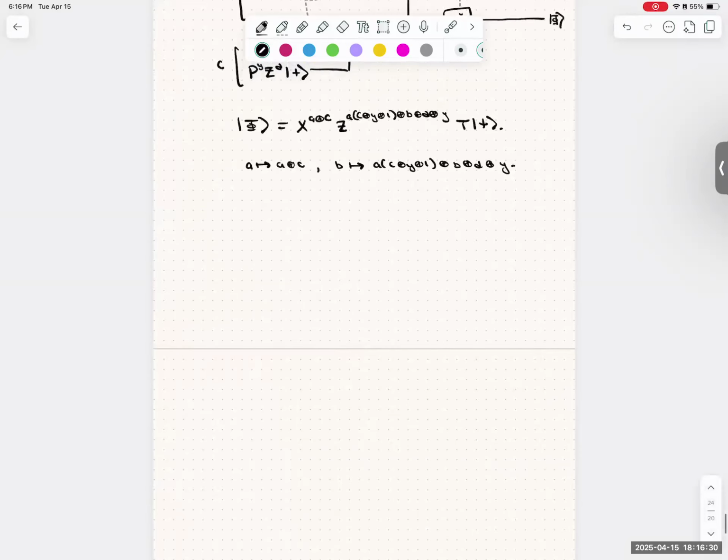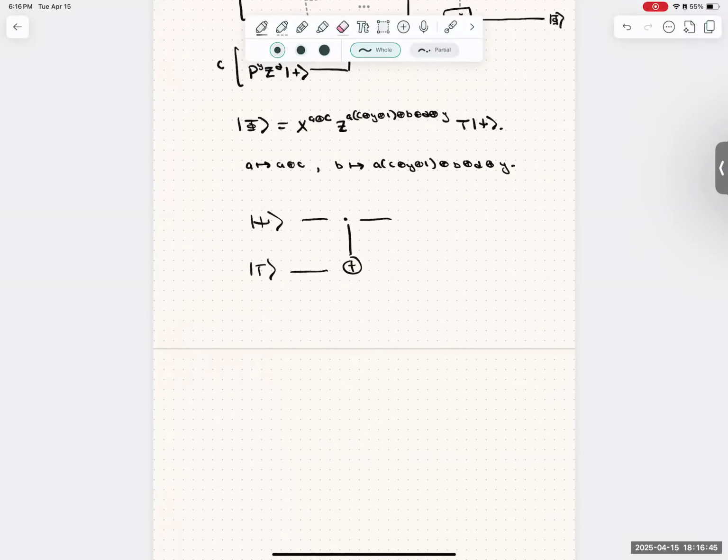If you recall, the T gadget is something like this: T, and then there's like S X. Oh, well, I should use the same notation. I guess it's like P X or something. And this is supposed to be T psi. So let's see, what is the connection here?